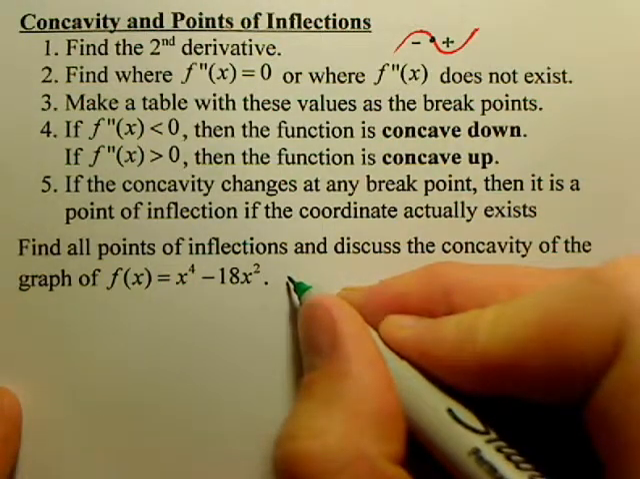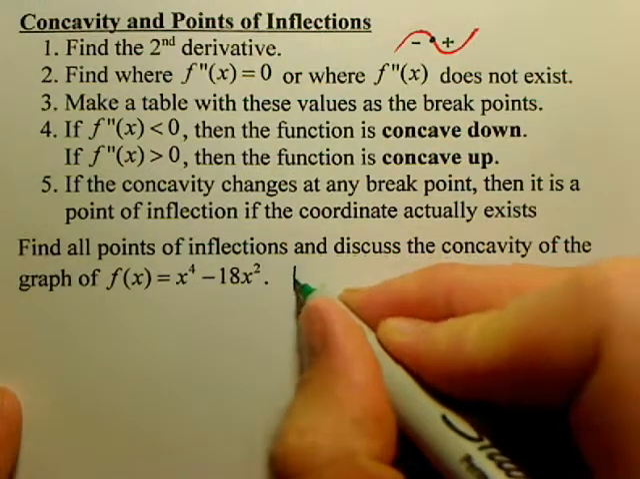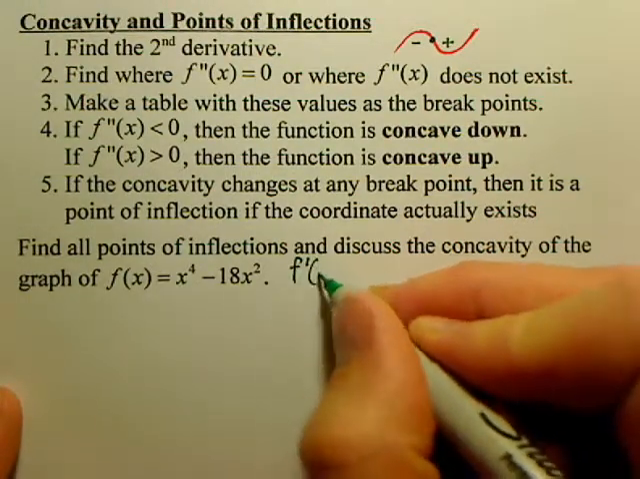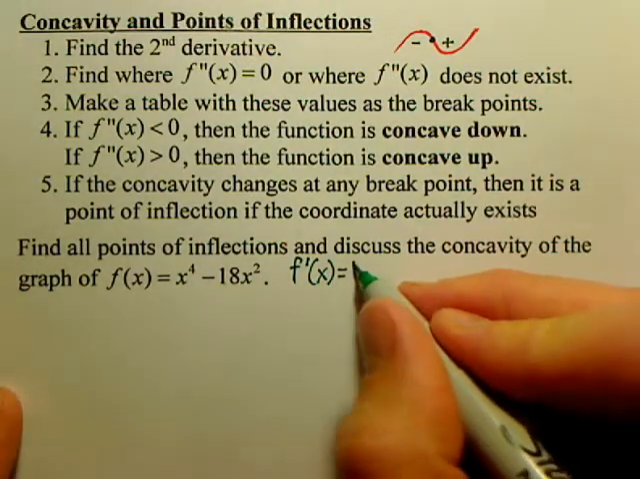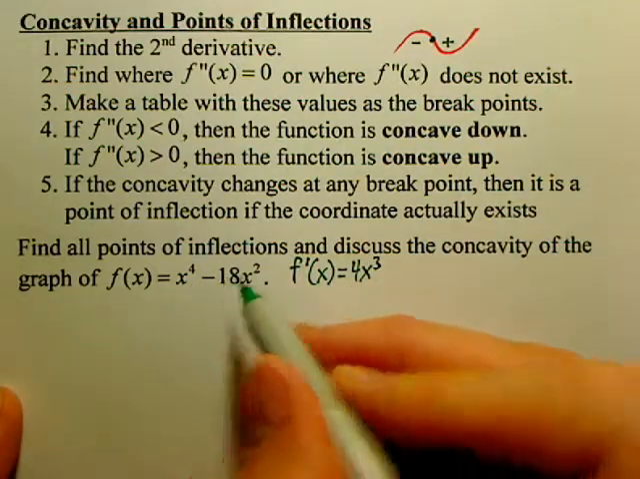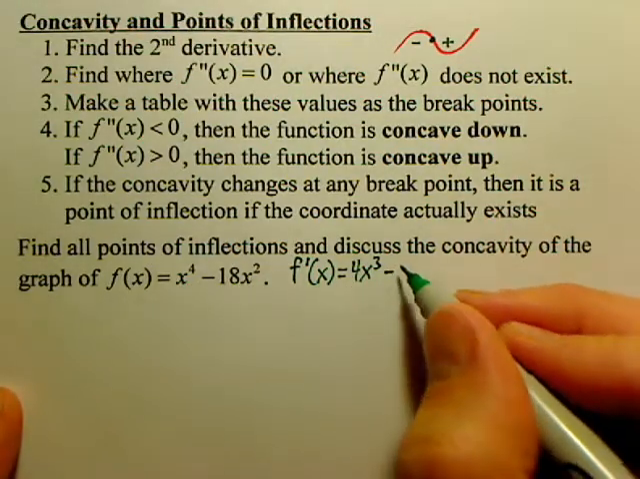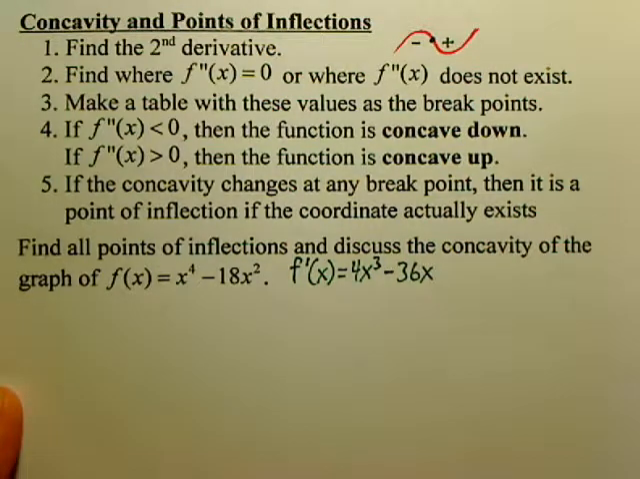So to get a second derivative, we first have to find the first derivative. All right, so to get the first derivative, what do you get here? Well, the derivative of x to the fourth is 4x to the third, and the derivative of this is negative 36x. All right, halfway there?